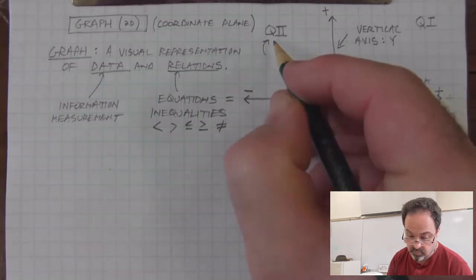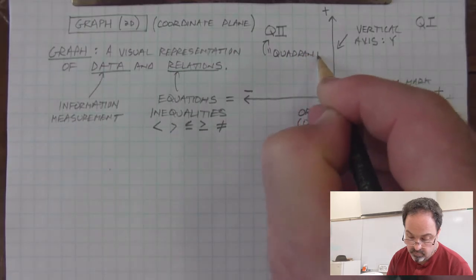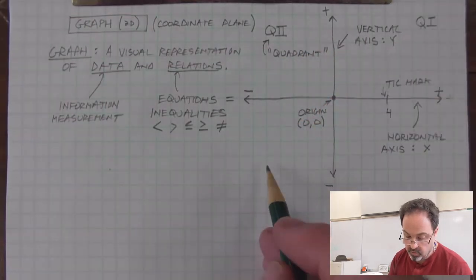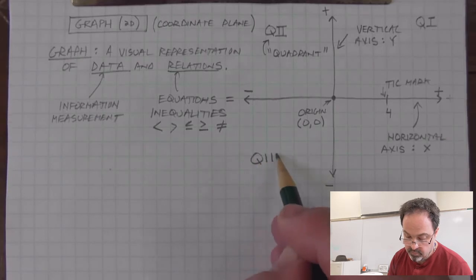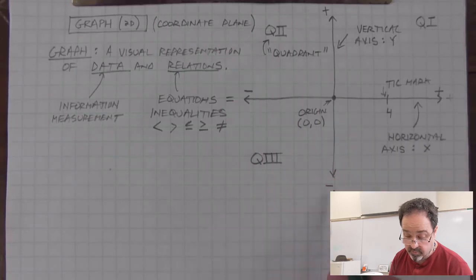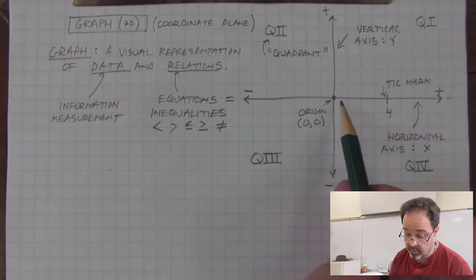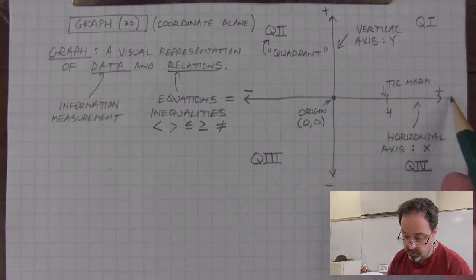The Q is for quadrant. Quadrant 3 is where the horizontal axis and the vertical axis are both negative. Q4, that's QIV, Roman numerals I and then V represent the number 4. Quadrant 4 is where the horizontal axis is positive and the vertical axis is negative.